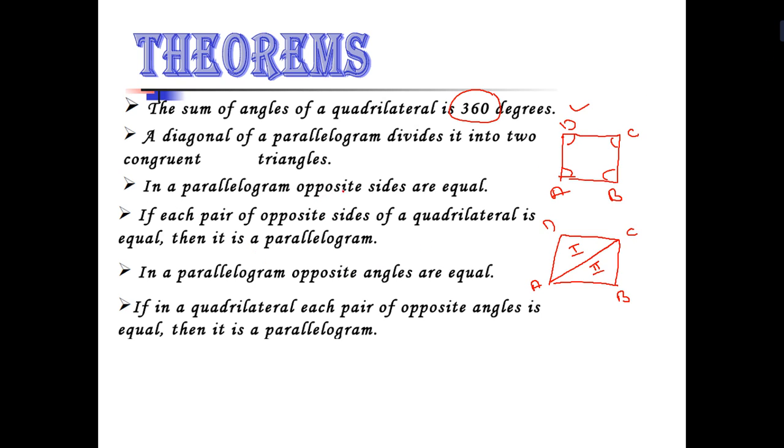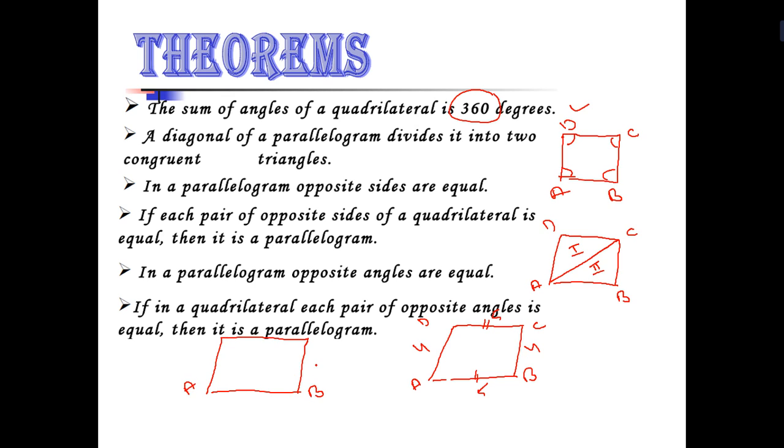In a parallelogram, opposite sides are equal. So if we draw one parallelogram, opposite sides are equal. Here it is 5 centimeter, then again it is 5. Here it is 4 centimeter, then again it is 4. If each pair of opposite sides of a quadrilateral is equal, then it is a parallelogram. In a parallelogram, opposite angles are equal. We also noted this.